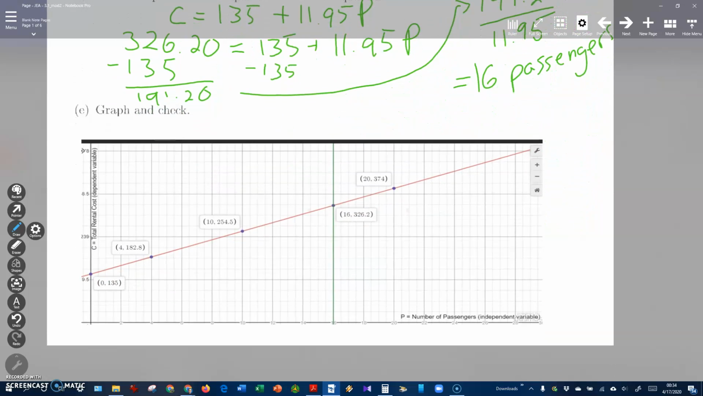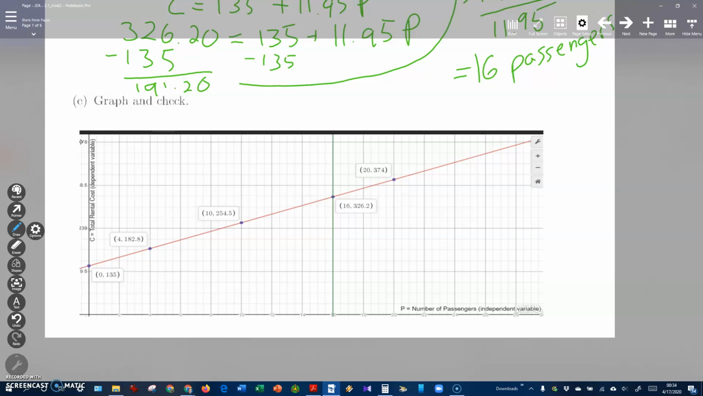Question E says graph and check. Well, I like to use Desmos, and I provided a link on the web page for that. But here is the graph if we put the equation in, and I've highlighted the points in green there. So here is our starting point at 0 passengers, $135, although, again, that really doesn't quite make sense for this story, because why would you charge an amount if you're not using the boat? Nobody's going to be on there.